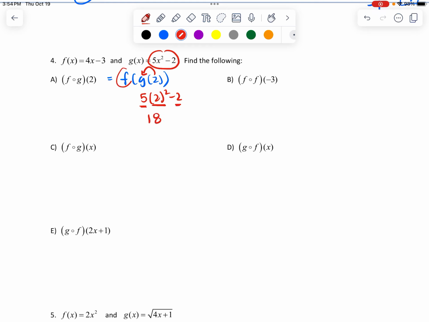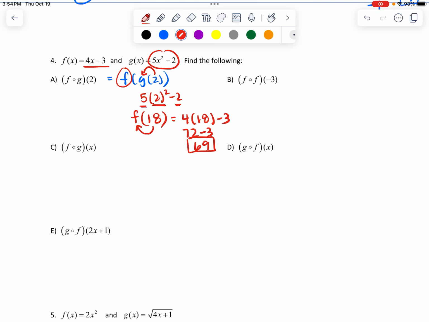But I'm not quite done yet because I still have this f, right? So that means plug 18 into the function f. So if I'm going to plug 18 into f, I'm going to get 4 times 18 minus 3. These numbers are getting a little bit big, but 18 times 4, I believe, is 72, and 72 minus 3 is 69. So part A, the answer should be 69.